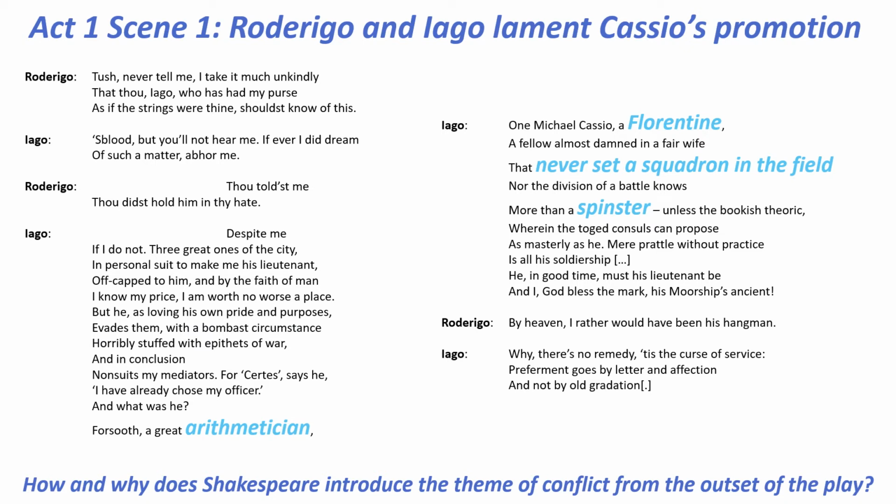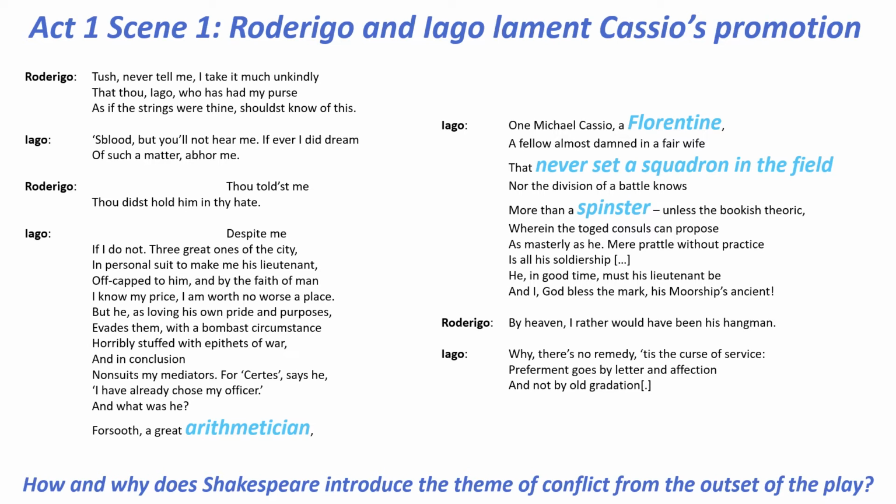So looking here at Cassio then, Iago complains that Cassio is an arithmetician, that he's a Florentine, he never set a squadron in the field, and he's little more than a spinster. So that idea of arithmetician and never setting a squadron in the field show that Iago sees Cassio as an academic, as someone who's intellectually quite accomplished, but who doesn't actually have any practical understanding of how to run a battle.